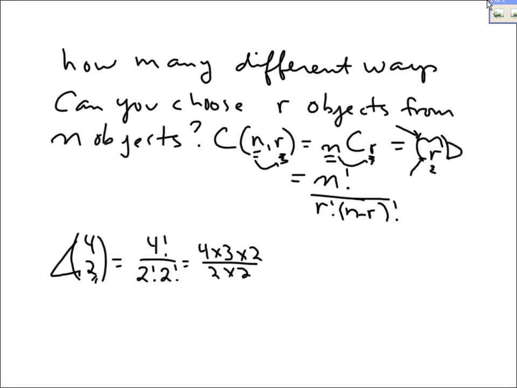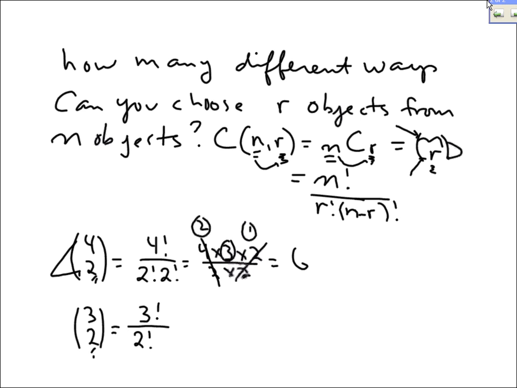So we have 2 factorial twice. 2 goes into 4 2 times. 2 goes into that 2 one time. 2 times 3 is 6, times 1 is 6. I think we also did 3 choose 2. The top number goes factorial on the top. The bottom number goes factorial on the bottom. And the difference, 3 minus 2, or 1, goes factorial on the bottom.